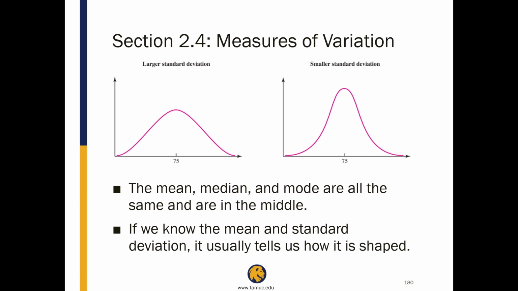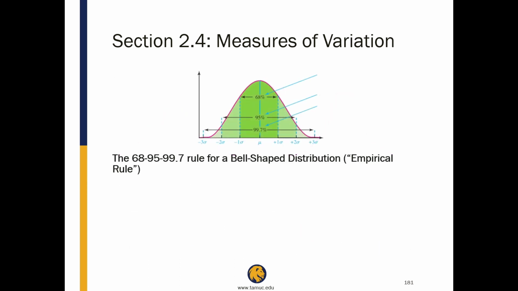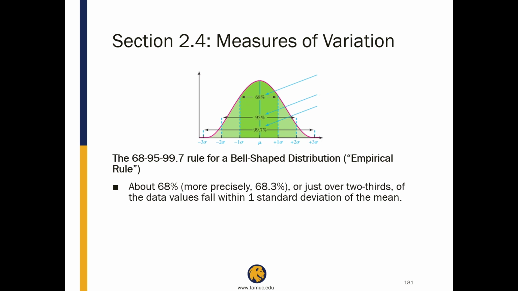And if we know the mean and the standard deviation for a bell-shaped distribution, we usually know how it's shaped and how spread out it's going to be. We can pretty much tell a lot about it just from those two numbers. And that gives rise to what's called the 68, 95, 99.7 rule for a bell-shaped distribution, sometimes referred to as the empirical rule. So if you see empirical rule in any of the text, then it's referring to this 68, 95, 99.7 rule.